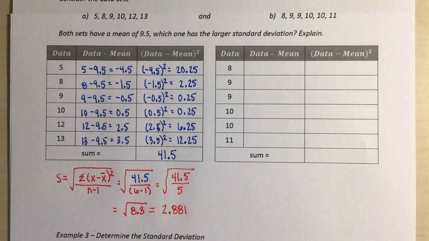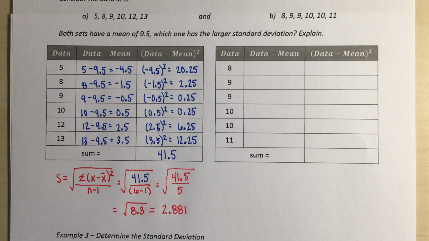Make sure you're rounding carefully. Make sure as you're going through these, if you do rounding, try to wait until the very, very last step to do so. And then round to the appropriate number of decimal values. A lot of times we use either 2 or 3 decimal values for standard deviation. Okay. So our standard deviation for data set A is 2.881.